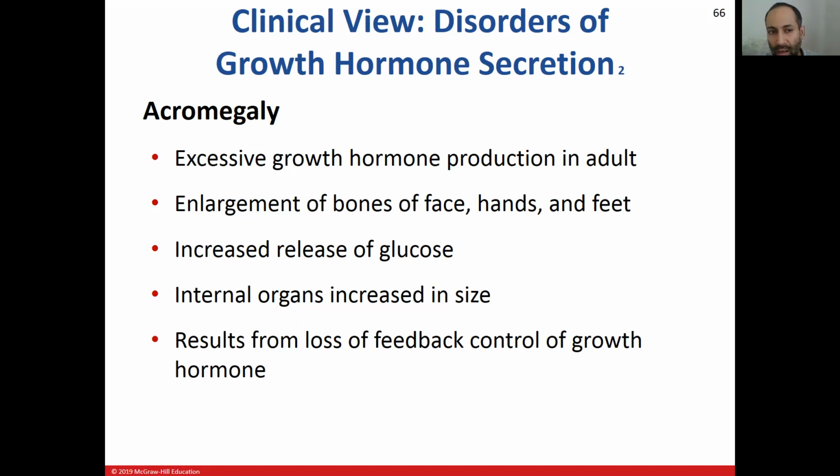So that's called acromegaly. They again stand the risk of developing diabetes because the same growth hormone causes high sugar levels in the system as well, all right? And internal organs are larger in size as well.